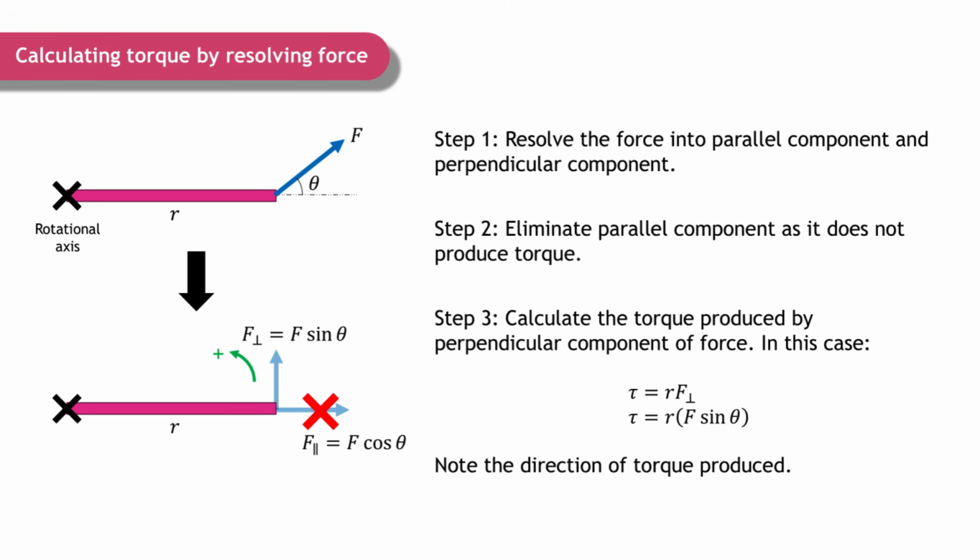When the applied force is at an angle, first resolve it into perpendicular and parallel components. Only the perpendicular component produces torque. Therefore, torque is calculated using tau equals r F sin theta. Finally, determine whether the torque is clockwise or counterclockwise before assigning its sign.